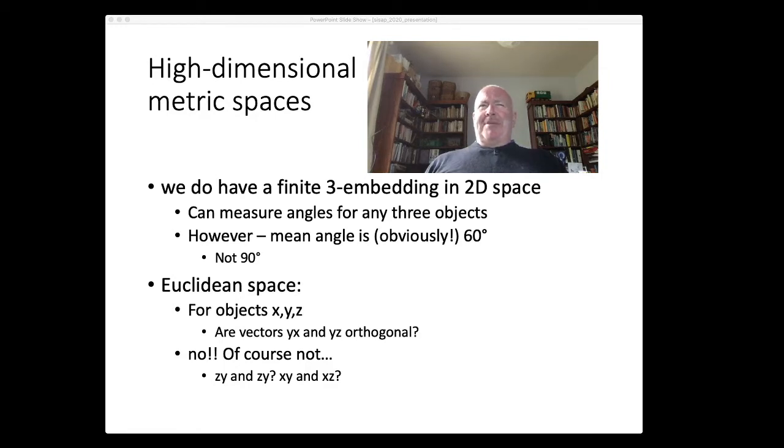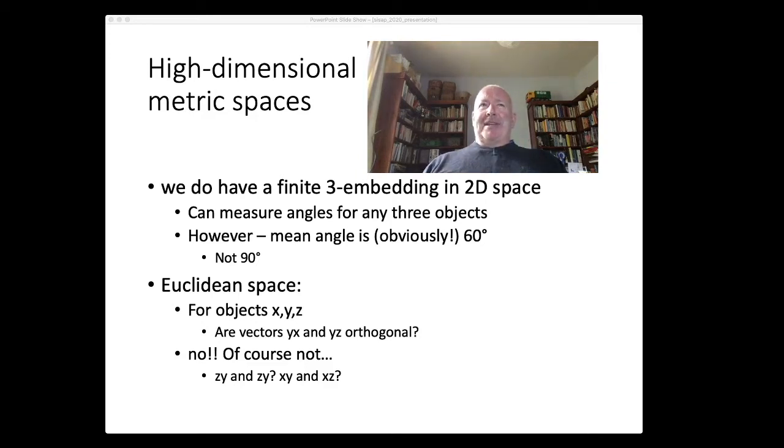So if we just think about Euclidean space, which is essentially isomorphic to a vector space that we had earlier, if we pick randomly three objects x, y, and z, then we could consider the vectors yx and yz. And are these orthogonal? Well, no, they can't be, because if they were, then also zy and zx, and xy and xz would also be orthogonal, so they can't all be orthogonal. Otherwise, we'd have 270 degrees in the triangle.